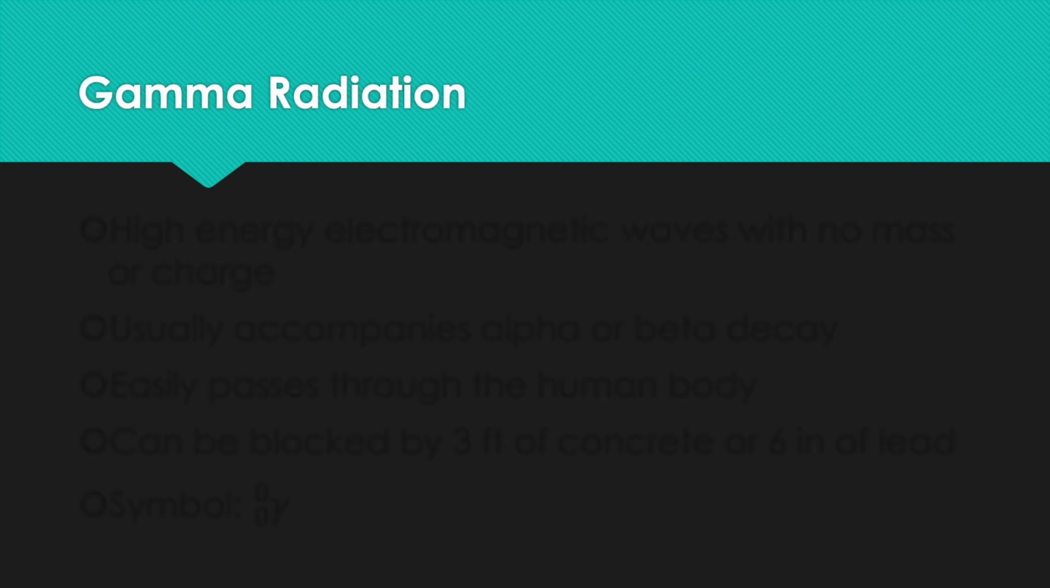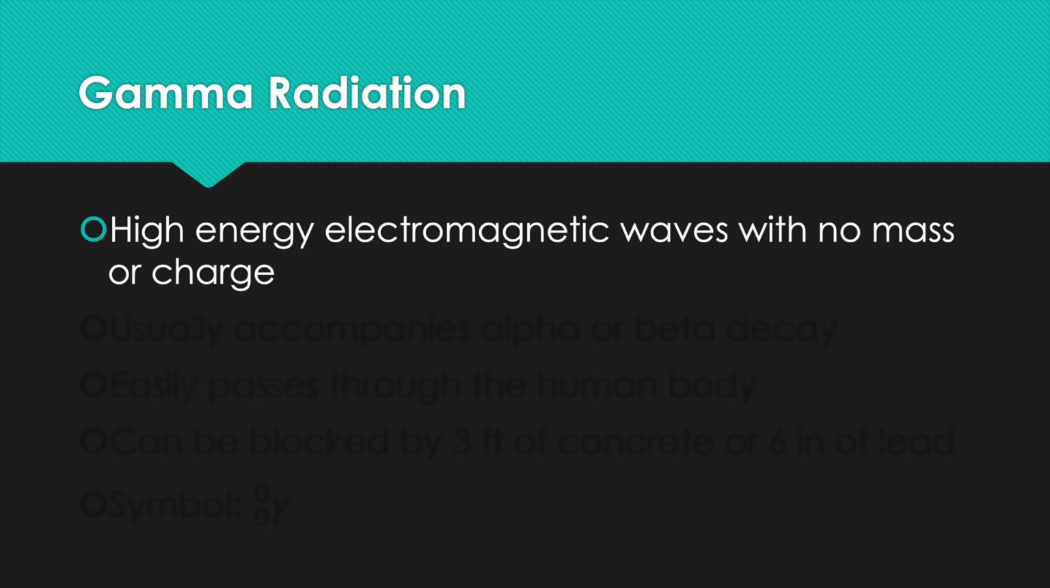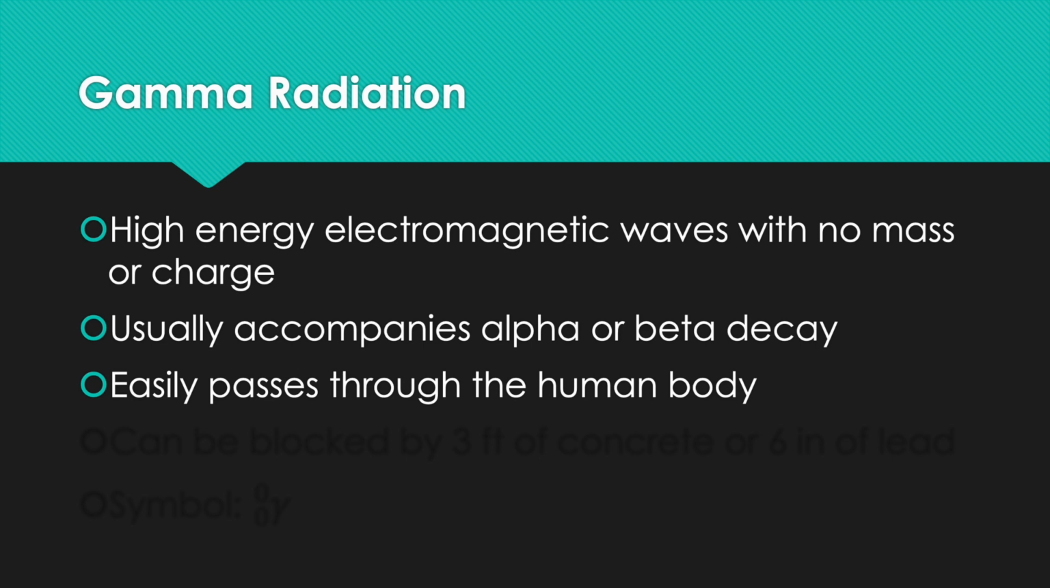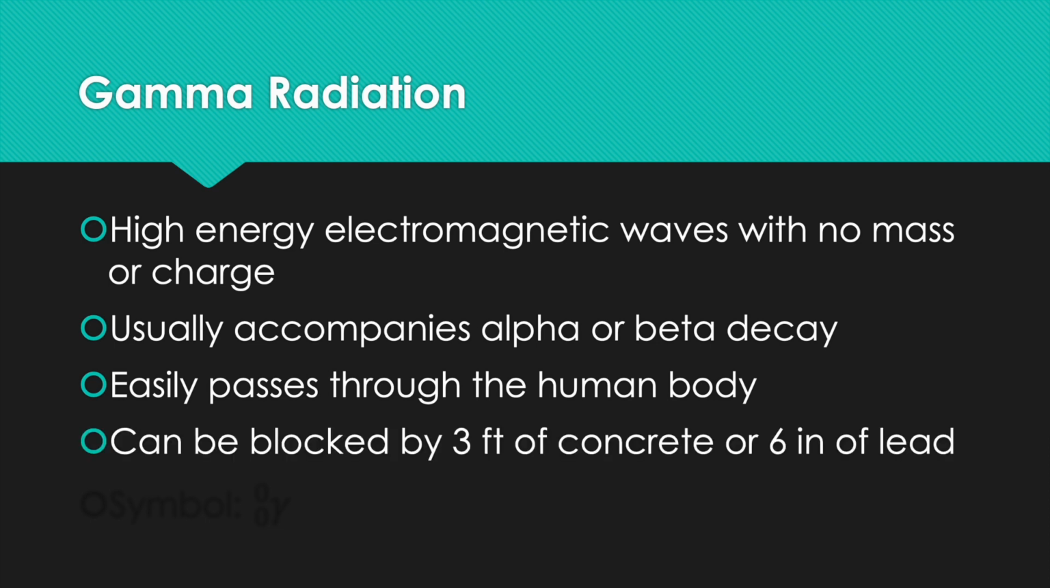Last up is gamma radiation. Gamma radiation are high energy electromagnetic waves with no mass and no charge. Gamma radiation usually accompanies alpha or beta decay, and it can easily pass through the human body. So gamma radiation is a more potentially harmful form of radiation. It's very high energy and it's very difficult to block. In fact, you need about 3 feet of concrete or 6 inches of lead plating to block gamma radiation. So it takes a lot more than for alpha or beta.